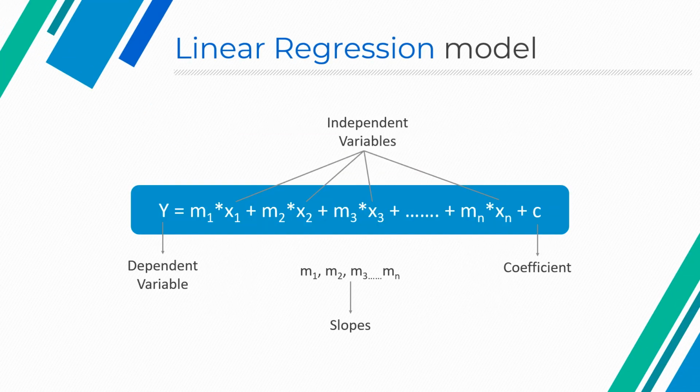The linear regression with one dependent variable and multiple independent variables is represented by this equation, y being the dependent variable, x being the independent variables, m in this case is the slope of the line, and c is the coefficient of the line. In our case, we have the RBA value as our y, or the dependent variable, and we have the rest of the 55 columns as our independent variables.